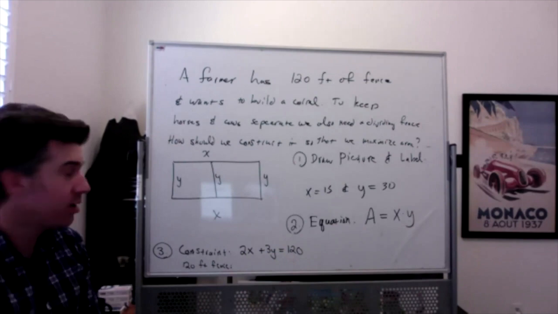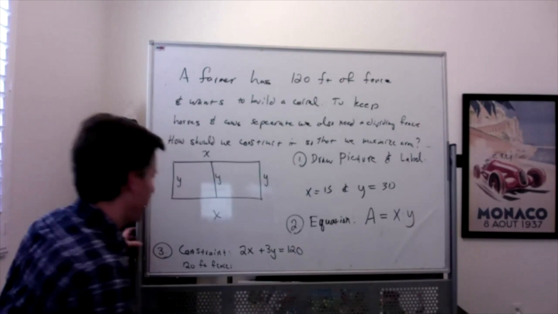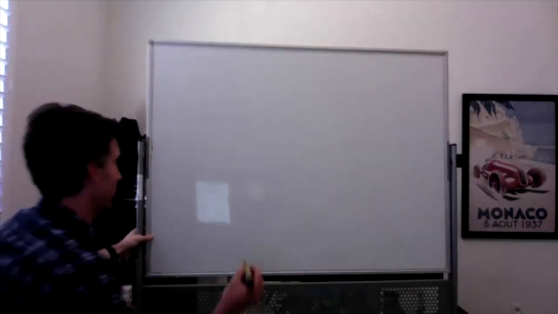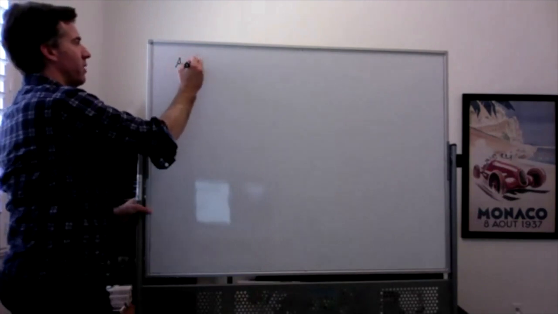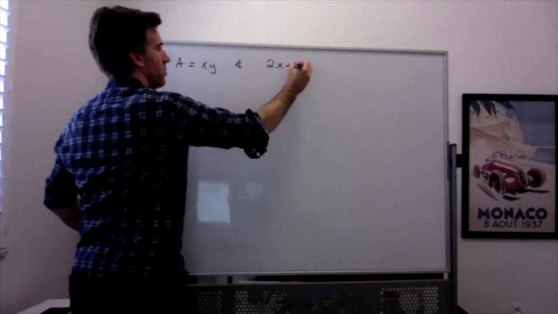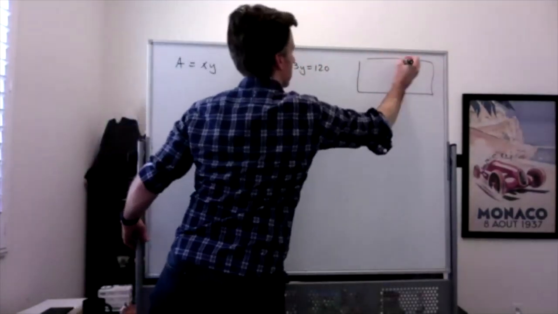And I also want to solve for one of my variables. Actually, that's more part of step 4. So let me write those equations back. We've got area is x times y, and 2x plus 3y is 120. Here's our picture.